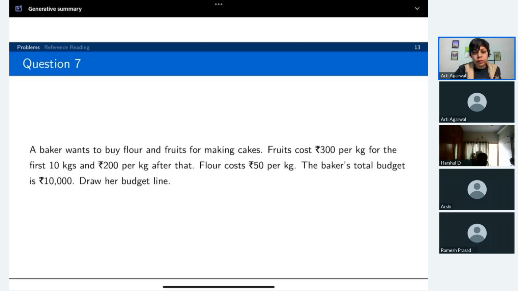Okay, so this is not from any book. None of these questions are from any book. These are questions which I made. So you won't find the answer anyway. You just think over this. This is a kind of budget equation where the budget is the same, but the prices are depending on the quantity. So how do we tackle this?